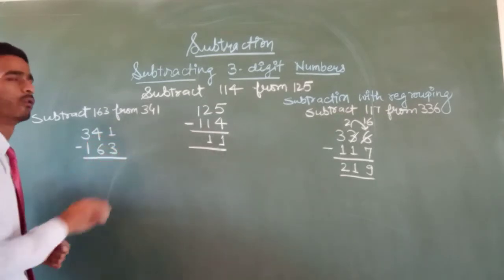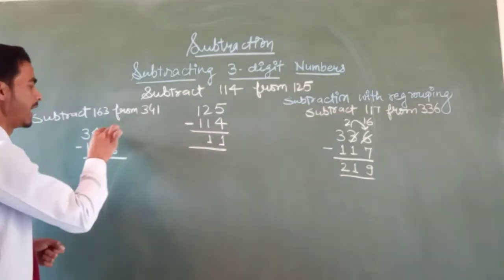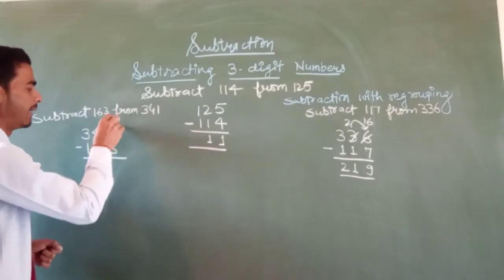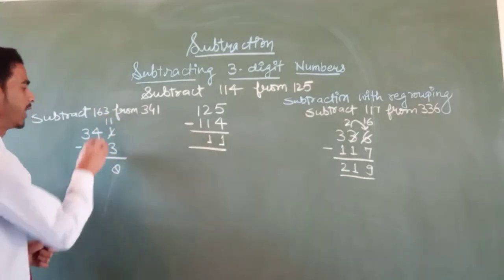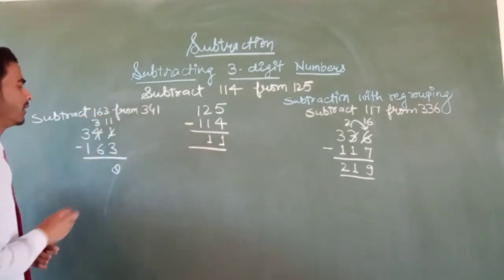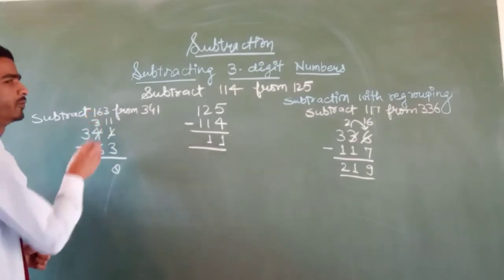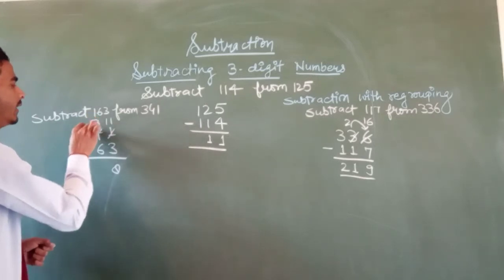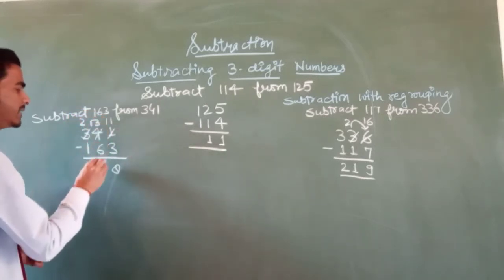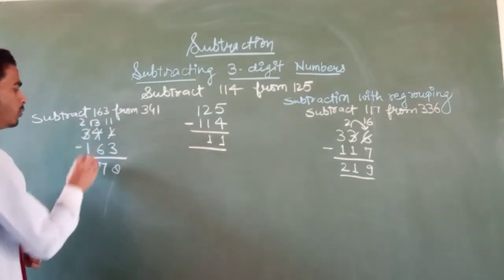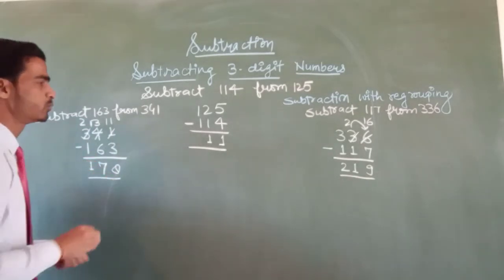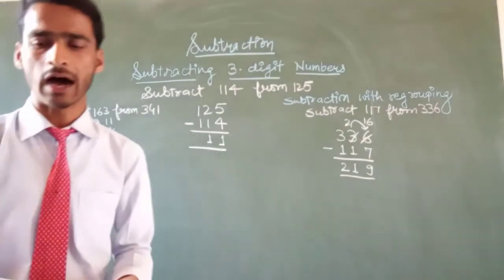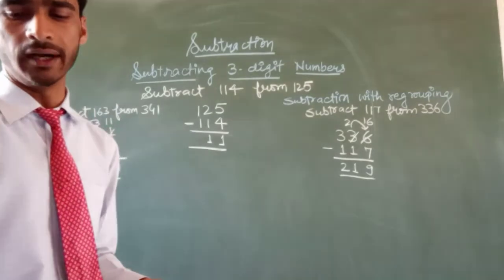We can't subtract 3 from 1, so we have to borrow, and that will be 11. 11 minus 3, that is 8, and here will be 3. And we can't subtract 6 from 3, so we have to borrow from 3, and that will be 13, and that will be 2. 13 minus 6, that is 7, and 2 minus 1, that is 1. That is 178. So our answer is 178.